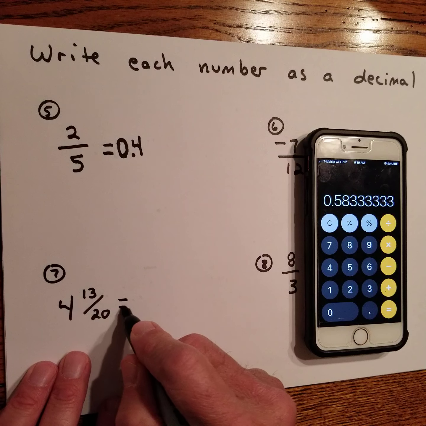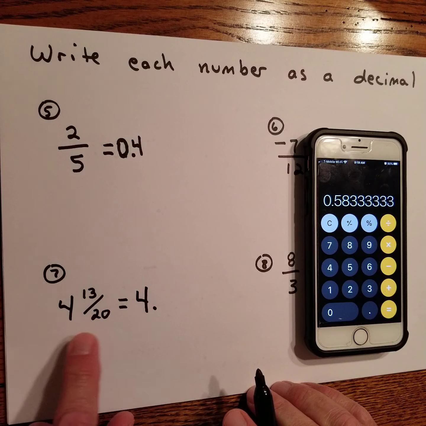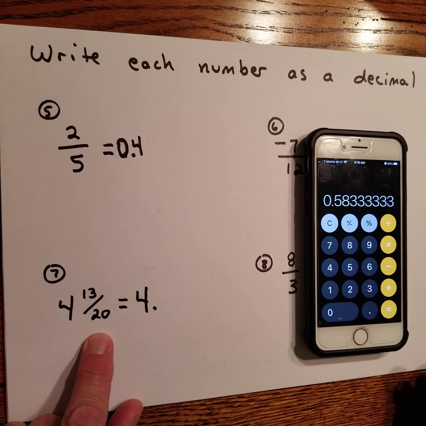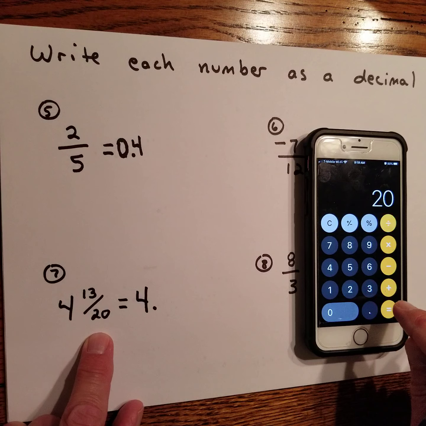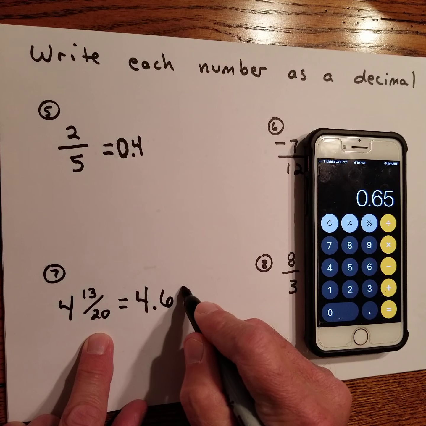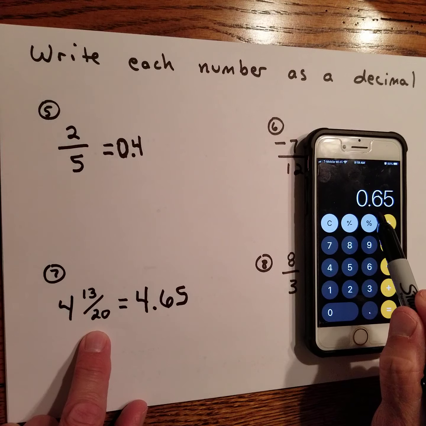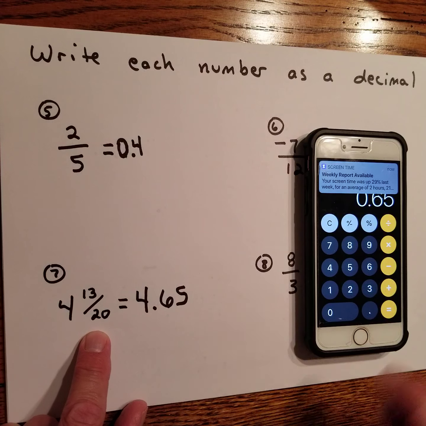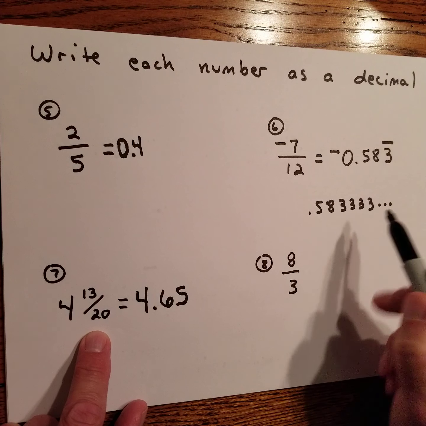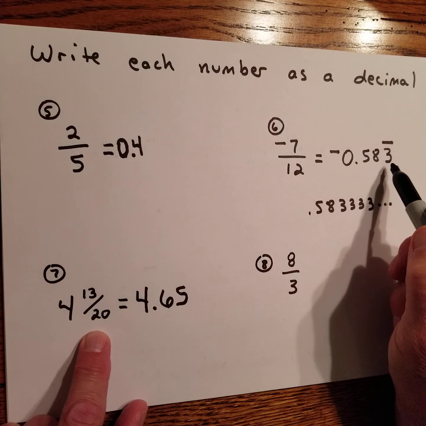For 7, it's a mixed number. Put the 4 down first, and then change 13/20 into a decimal. So it's 13 divided by 20, which is 0.65. 4 and 13/20 is 4.65. When the decimal terminates, like this one did, we write the whole decimal down. When the decimal doesn't terminate, like this one repeated, that's when we use the bar.